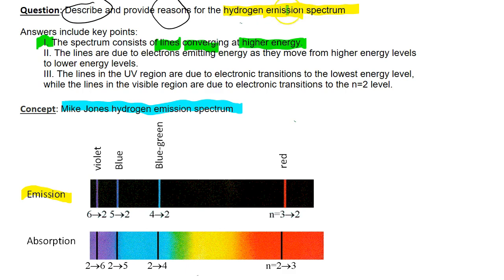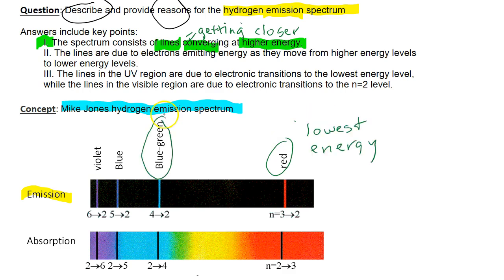Now here we're looking at emission spectrum. The answer key say lines means specific line. Converging means getting closer at higher energy level. So as we look at the emission spectrum here, red is the lowest energy color. The distance between red and blue-green, which is higher energy level, is larger than the distance between blue-green and blue, and the distance between blue and violet is getting even smaller. So at higher energy, the lines are converging, getting closer.